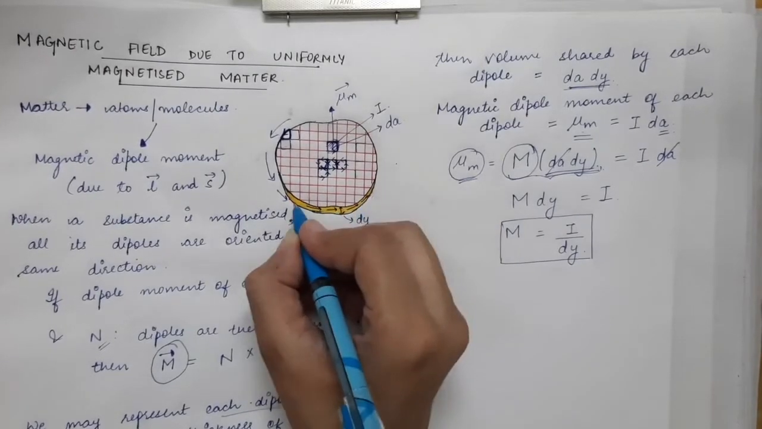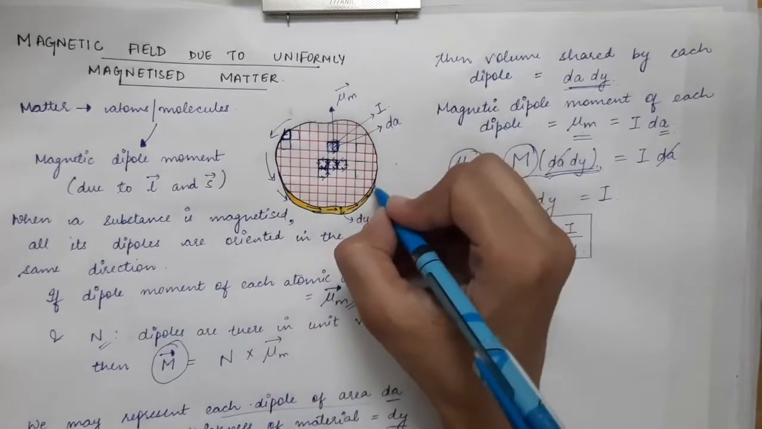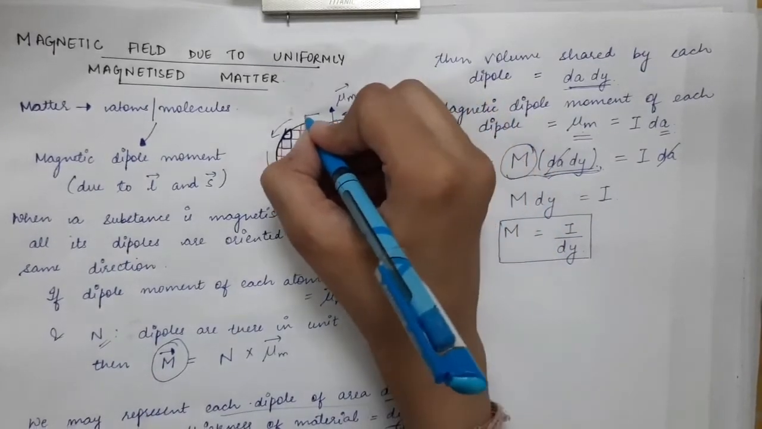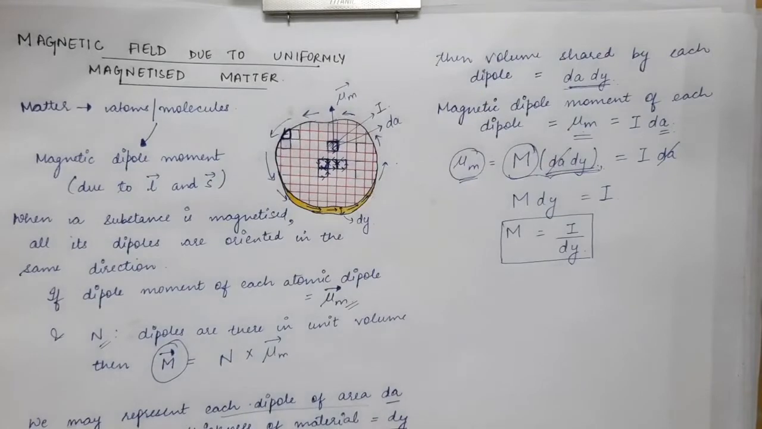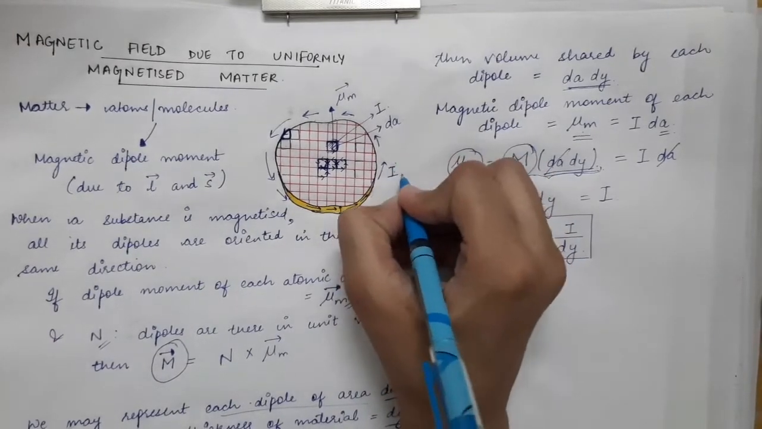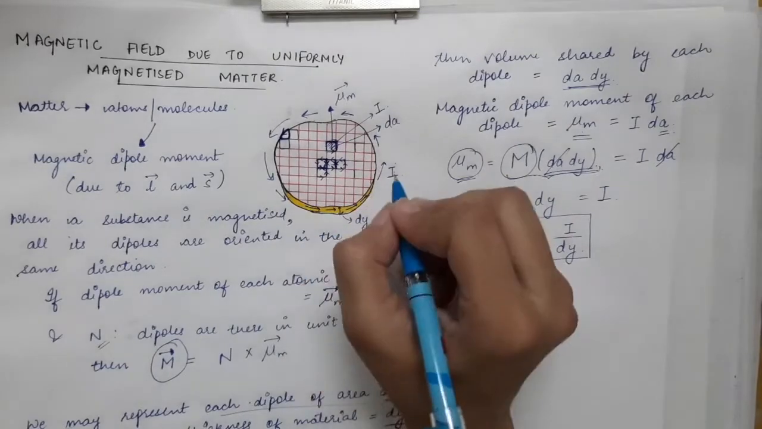So current is flowing at the boundary. So this is the ribbon-shaped boundary. So current is flowing in the anti-clockwise direction. So there will be net current flowing only at the boundary of the magnetic material in the anti-clockwise direction. Now over here, what will be the current? Current will be equal to capital I. So I amount of current is flowing.